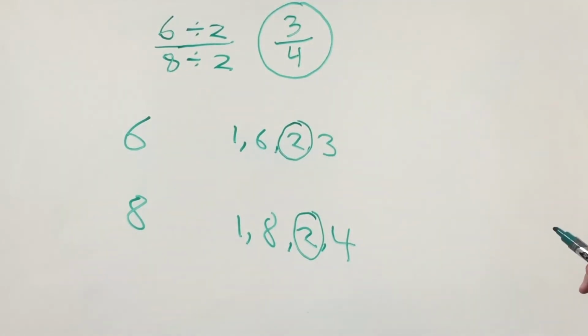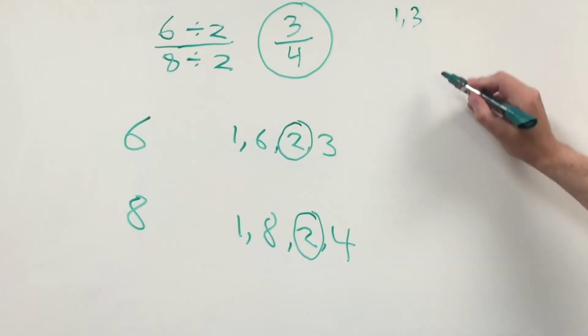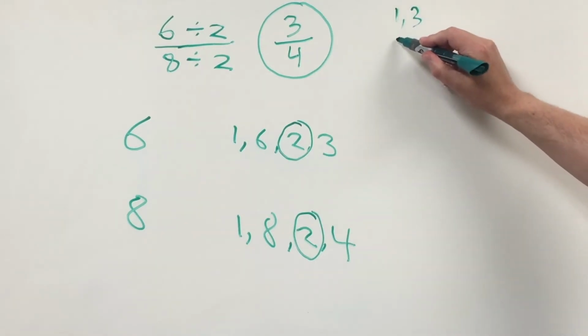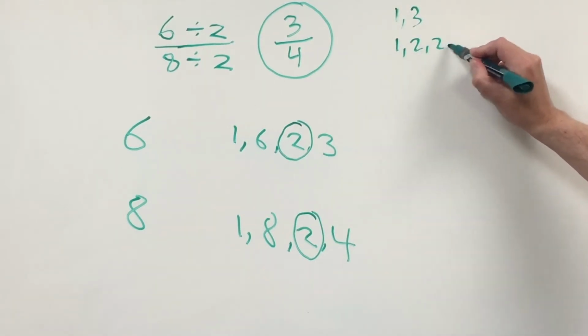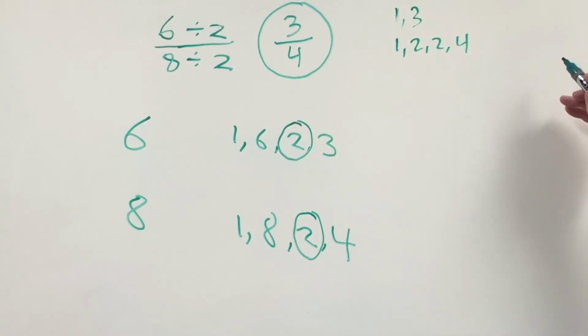We know that 3/4 cannot be simplified any further because the only factors in 3 are 1 and 3, and the factors in 4 are 1, 2, and 4. The only factor they have in common is 1. So there are no factors we can use to simplify 3/4 any further.